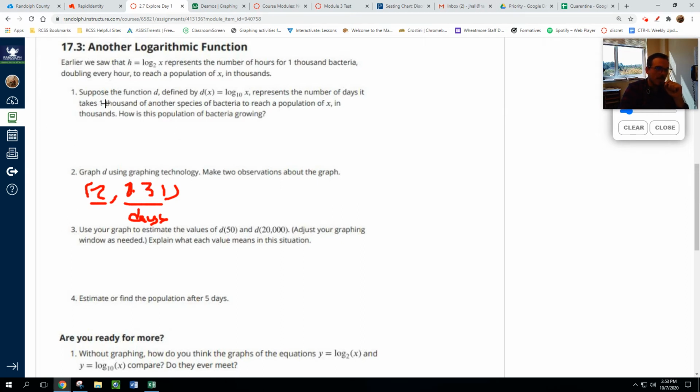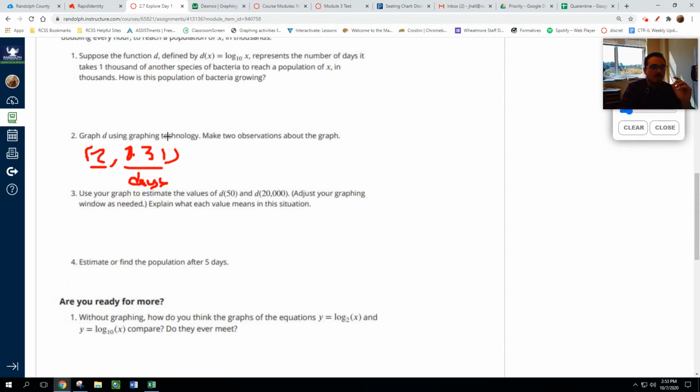All I got that was from this problem up here. From the information, from the words, is where I got that information. That's one observation. The other one is increasing really quickly at first and then tapers off after it hits a certain point.